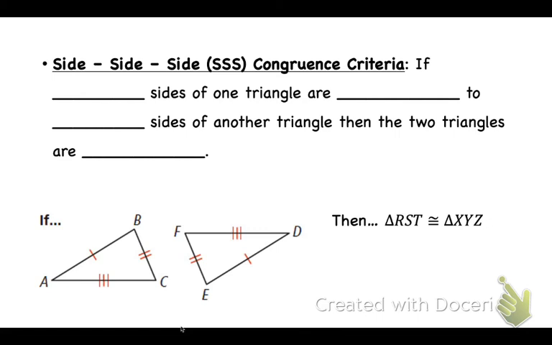Okay, so side, side, side. Guess what? The sides have to be congruent, guys. So, if 3 sides of one triangle are congruent to 3 sides of another triangle, then the 2 triangles are congruent.